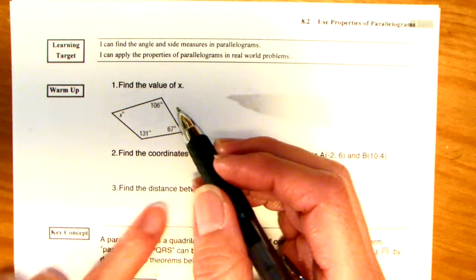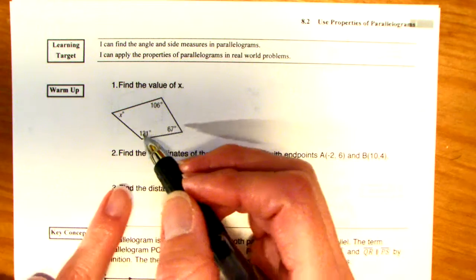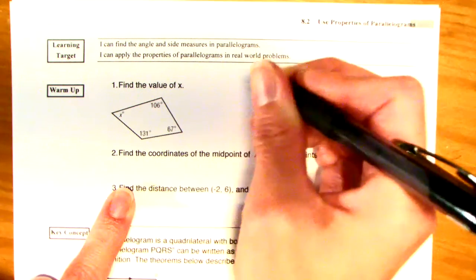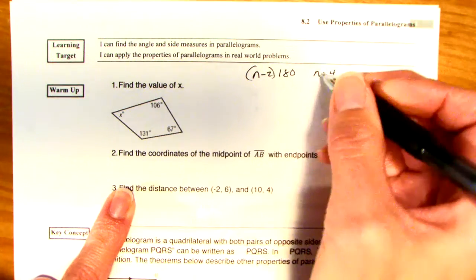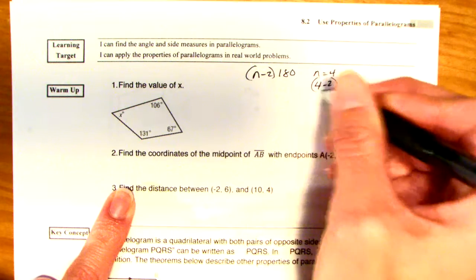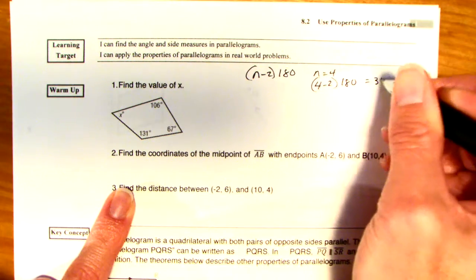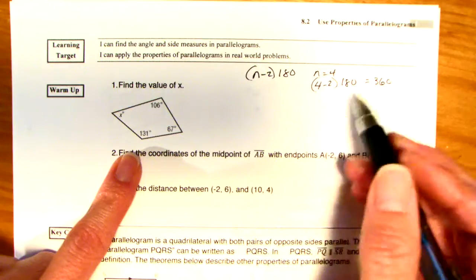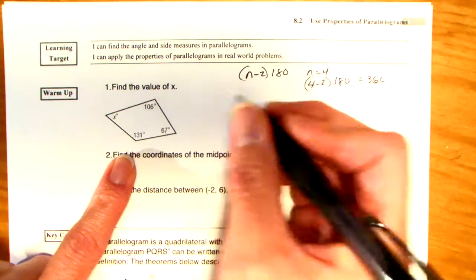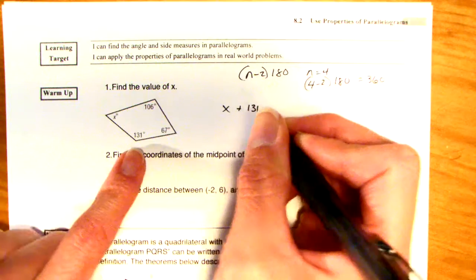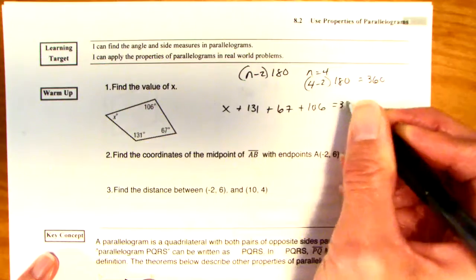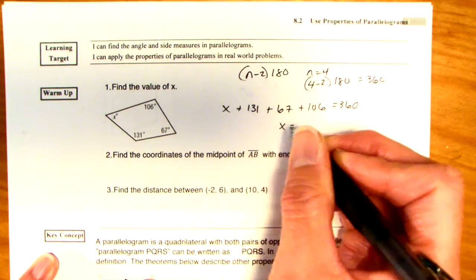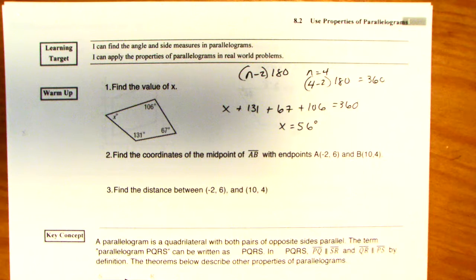Find the value of x. Remember the sum of the interior angles, n minus 2 times 180. Here n is equal to 4 because we have a four-sided figure. So 4 minus 2 times 180 will equal 360. This is also a corollary that you just need to know. So all four angles, x plus 131 plus 67 plus 106 has to equal 360. So x, in this case, will be 56. Please double check my work, because I make errors, you know that.